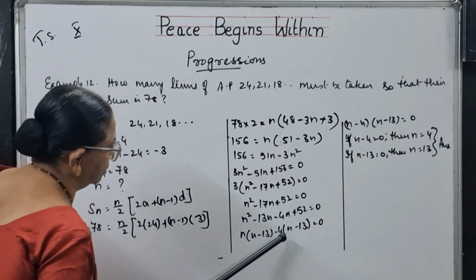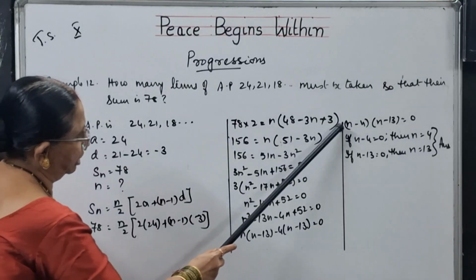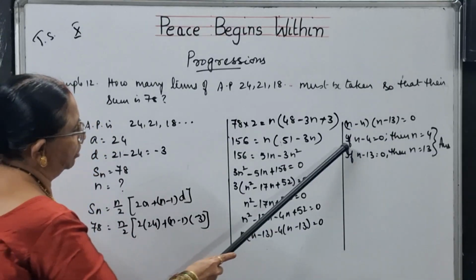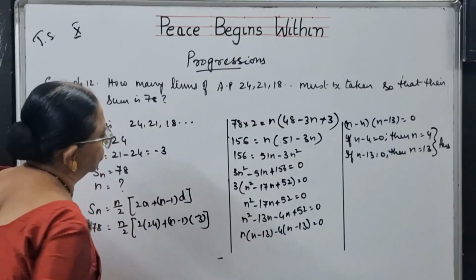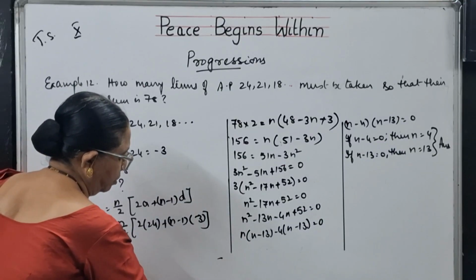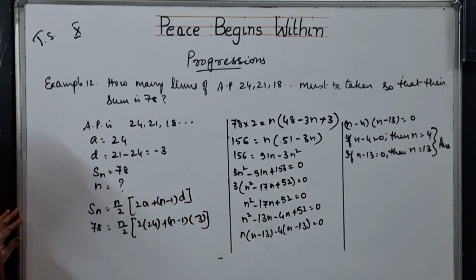So n into n minus 13 minus 4 into n minus 13 is 0. So n minus 4 into n minus 13 is equal to 0. If n minus 4 is equal to 0, then n is equal to 4. If n minus 13 is equal to 0, then n is equal to 13. So 4 and 13 are the answers for this problem, children. Please note it down.